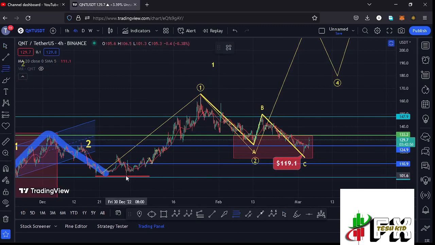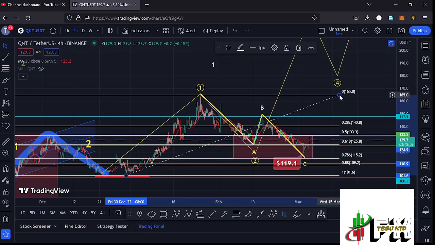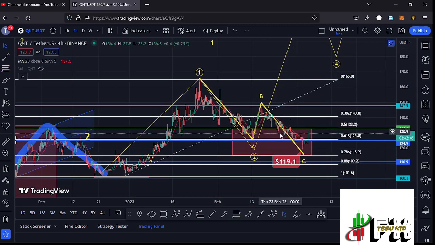Using the Fibonacci connecting the low of the first wave to the high of that wave 1, that gave me a minimum retracement area in the formation of that wave 2 between the fib level 0.5 and the fib level 0.78, which is a target area that lies between the $133.3 mark and the $115.2 mark, and it is within this target area that I was expecting to see the low for that second wave to the lower side.